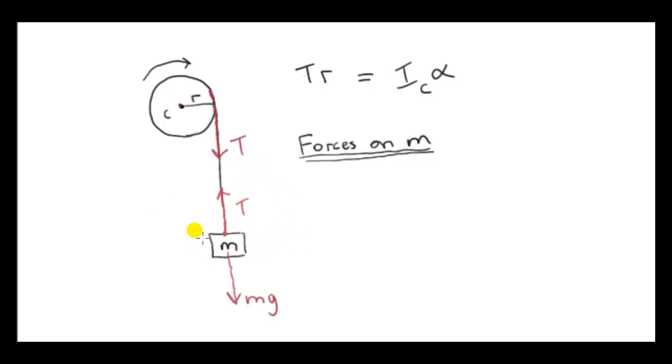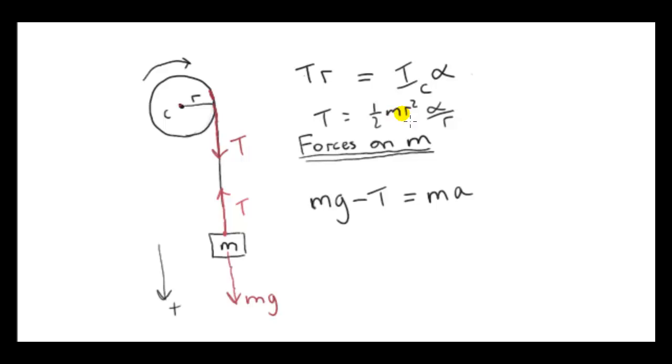So let's take downwards as positive. Okay, so we have mg acting downwards, minus T, is the resultant force. By Newton's second law, that's mass times acceleration. Okay, we want to plug in for T, so the moment of inertia about C is a half m r squared for a uniform disk. So we get T equals half m r alpha.